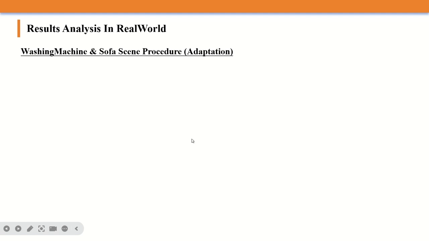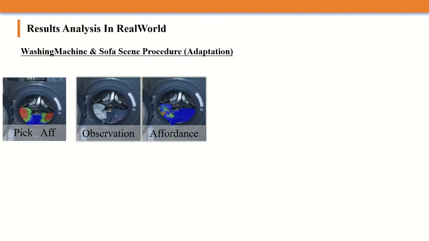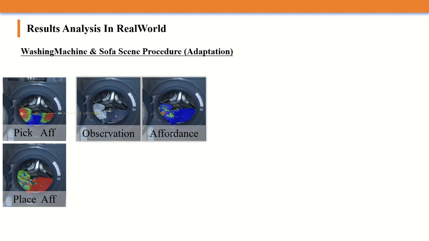In the real-world setup, we used a Franka Panda arm, 5 different types of garments, and a Kinect camera across 3 scenarios. For the washing machine and sofa scenarios, we demonstrate how the model uses pick and place affordance to improve retrieval efficiency.